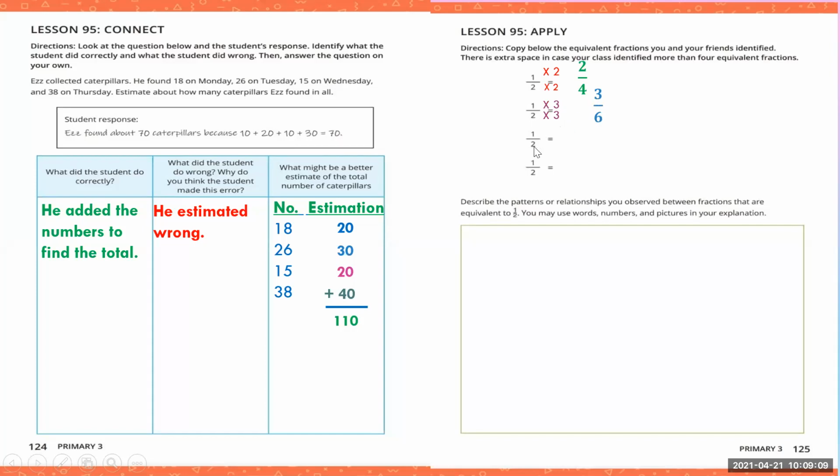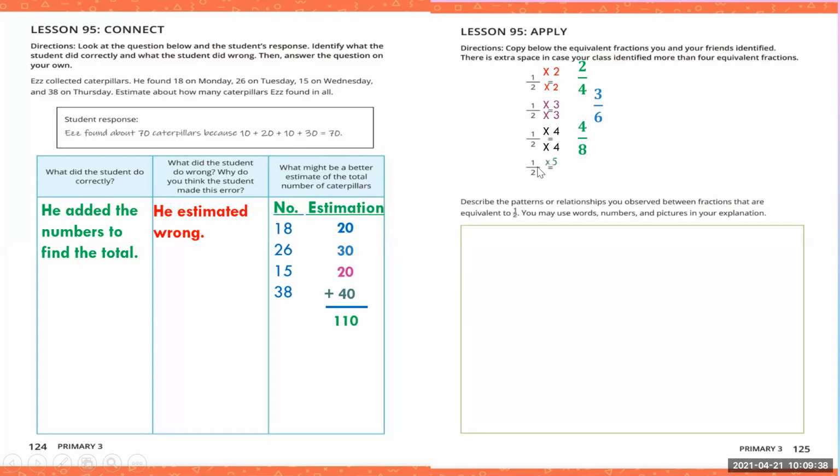The next half, we will multiply by 4, up and down. 1 times 4 equals 4. 2 times 4 equals 8. So it's 4 over 8.